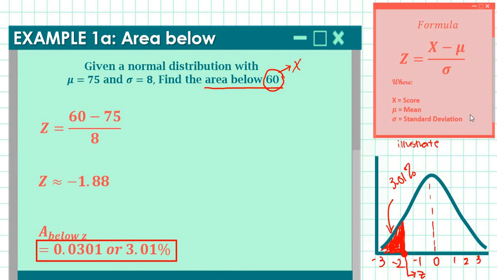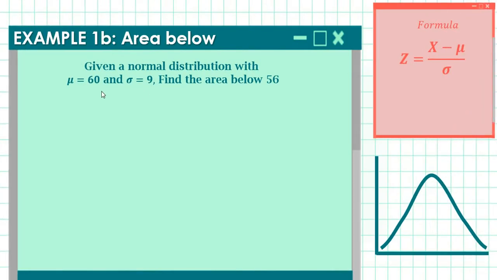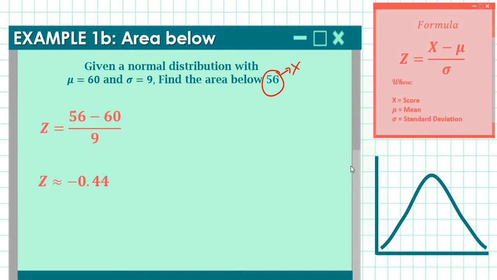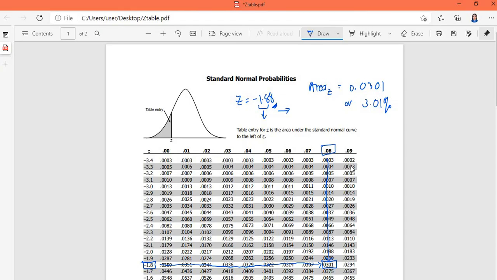Another example for area below. This time we have mu as 60, sigma as 9, and our score is now 56. What we're going to do next is to simply plug in the values to the formula of z, then use the z table to identify the area below. So that is negative 0.44. So we are still here. The value of z is negative 0.44.